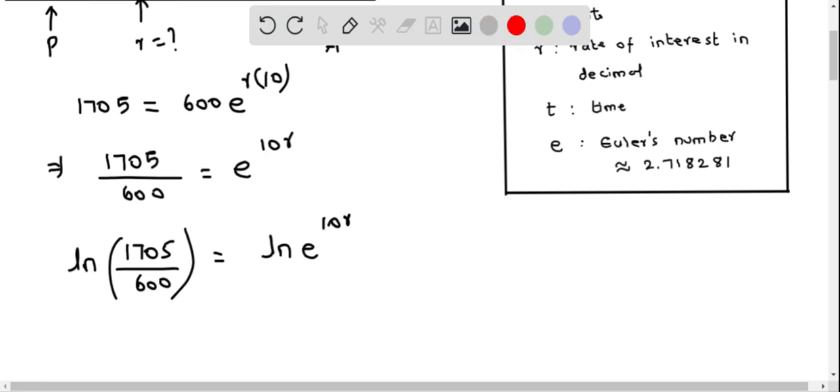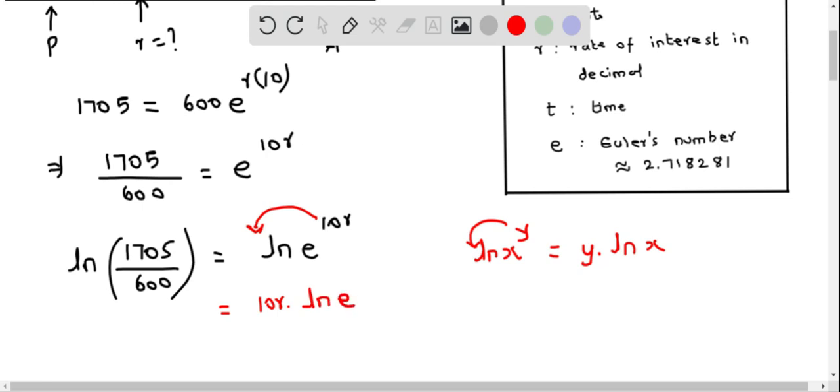Now we can apply the property of natural logarithm. That is, if we have natural logarithm of x raised to the power of y, this could be simplified as y comes in front, so it gets multiplied as y times natural logarithm of x. So in this case, if we apply the property, the 10r comes in front, multiplied with the natural logarithm of e. Also, the natural logarithm of e equals 1. So the natural logarithm of e could be replaced with 1. So it becomes 10r times 1. Therefore this becomes 10r.